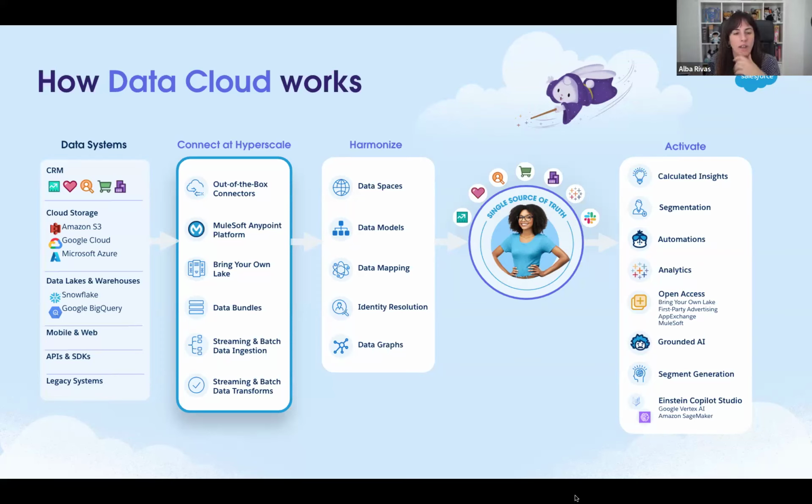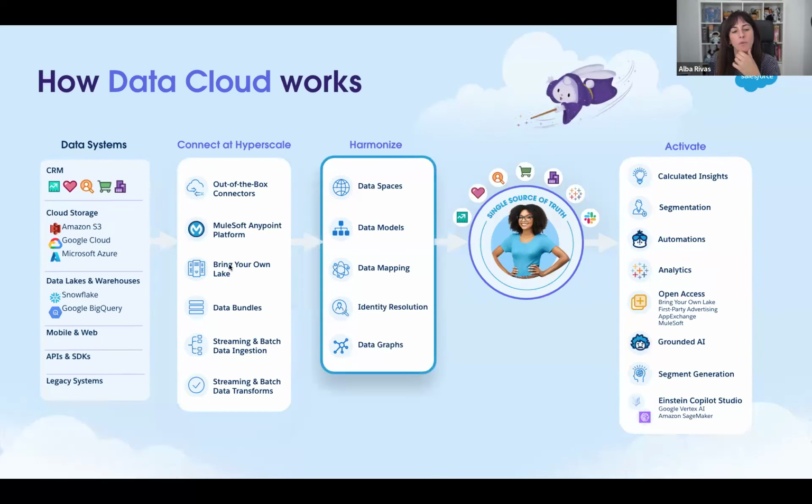So how does it work? First we connect with all the different systems, and we have connectors for all the things and systems that you can imagine. Indeed, we have the bring your own lake functionality if you are already using something like Snowflake. Then we harmonize the data doing that data mapping that I mentioned and identity resolution.